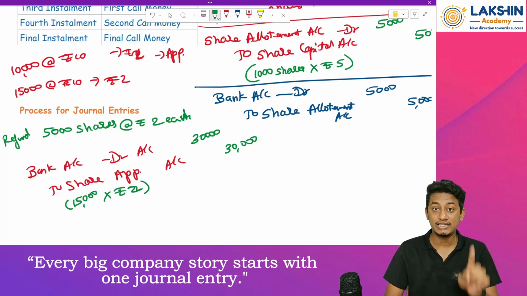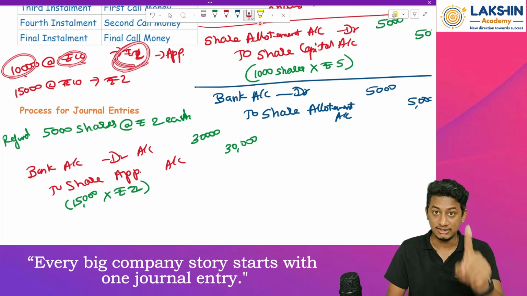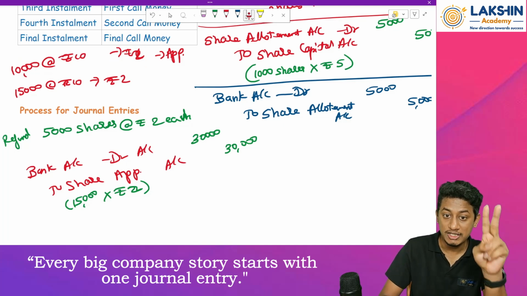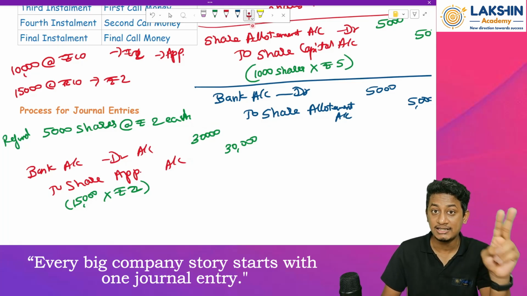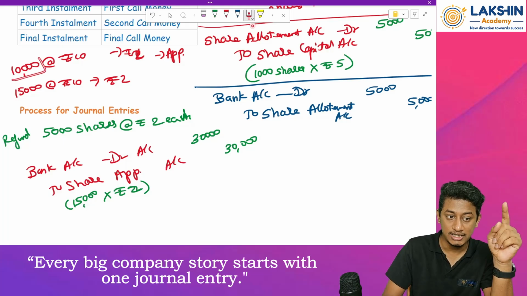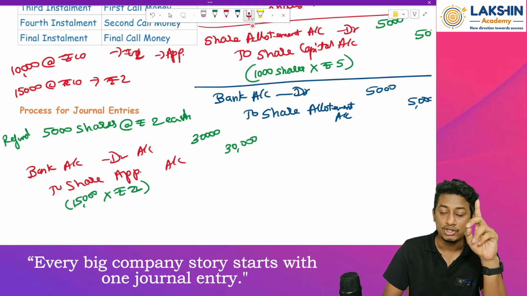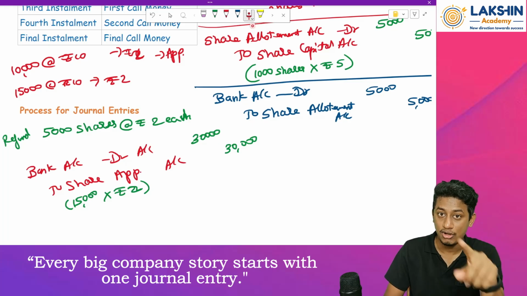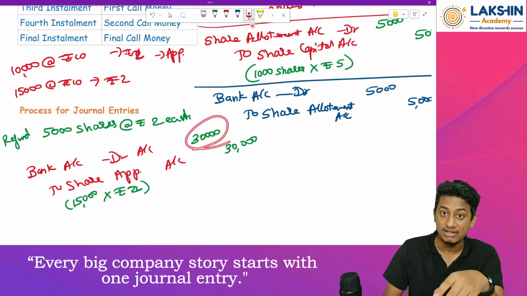But how much is the money that I expected? Rupees 10,000 shares into rupees 2 each. So that is 10,000 into 2, 20,000 rupees. How much more money have I received? I have received 10,000 more. 30,000 minus 20,000. Why 20,000? Because 10,000 into rupees 2 will be how much? Sorry, 20,000. So 20,000 was supposed to be received on application, but I received 30,000 rupees. So that means I have received 10,000 more.